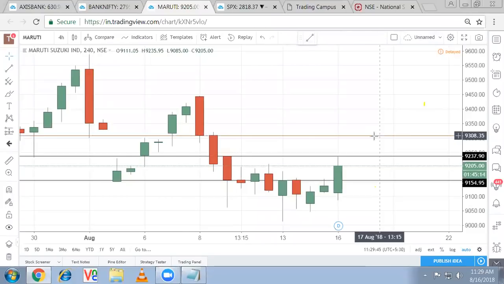So if you have the trade right over here, should I put my profit over here at 9237? Absolutely not. Keep holding on to your trade, because if it goes here and sustains on the higher side, it will inch towards 9300. And if it sustains here and rises on the higher side, it can almost come towards 9450.